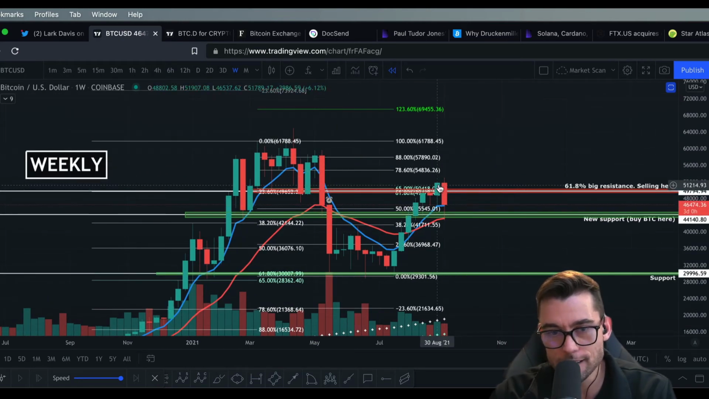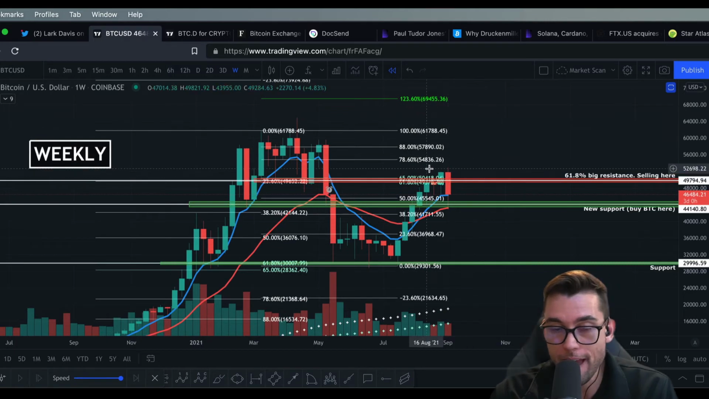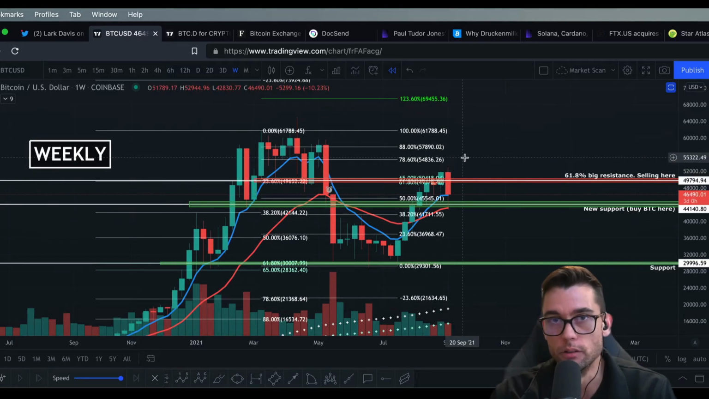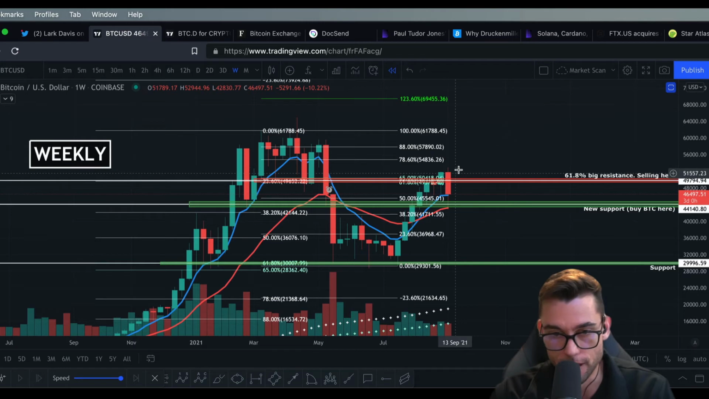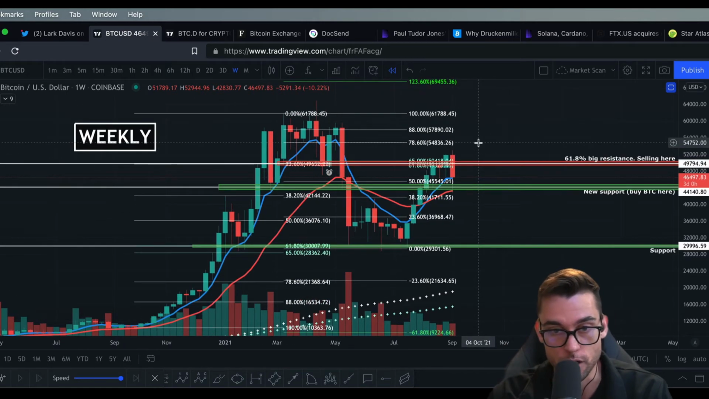So the fact that it did this is what really threw a lot of people off, the fact that the weekly close went back above the 61.8. That is very, very difficult for any trader to realize if you're only looking at the numbers, if you're only looking at the Bitcoin chart, right?